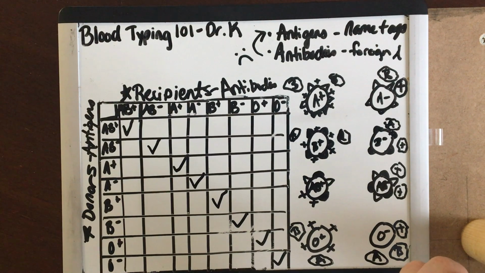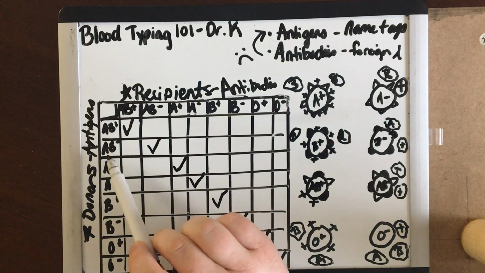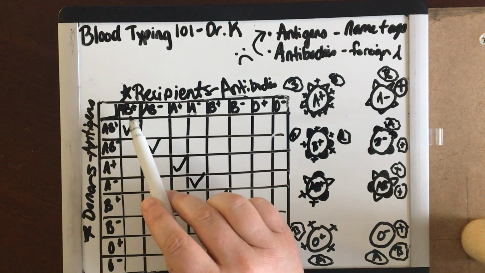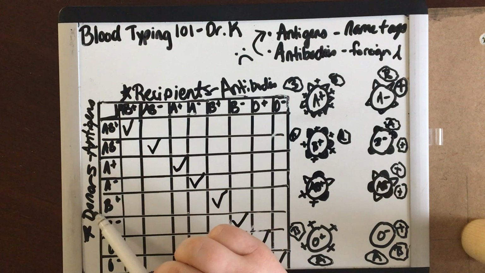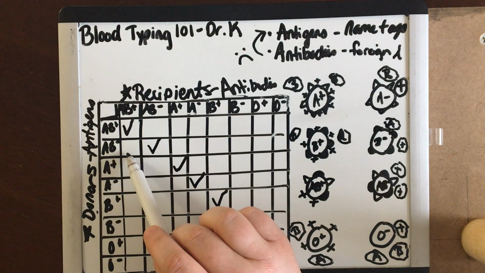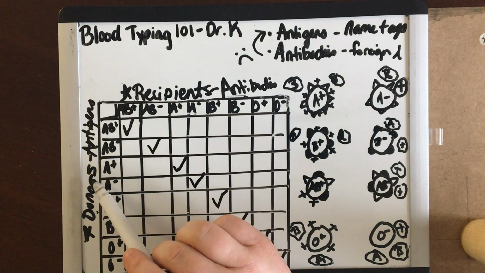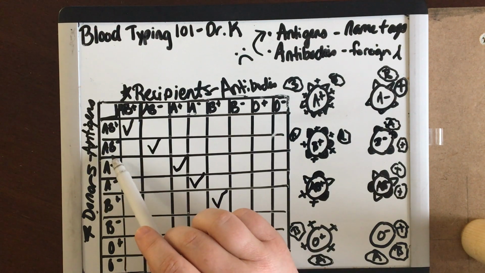Where it gets a little tricky is looking at things that aren't you, okay? So for example, if you look over here, the recipient is going to be AB positive and the donor, remember the donor's over here, the donor's going to be AB negative. So let's look at those guys. So I wrote donors' antigens, AB negative.